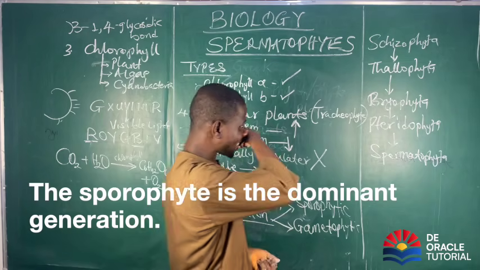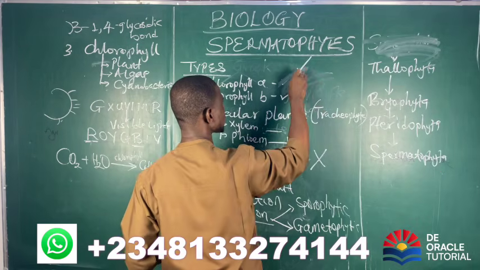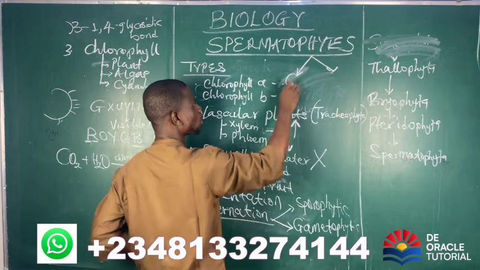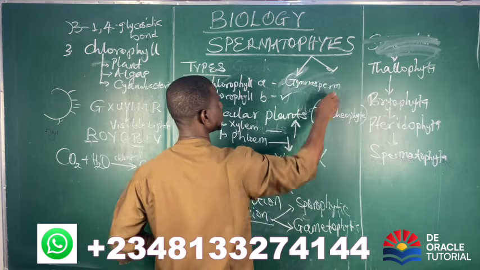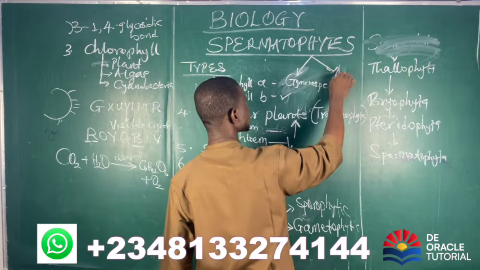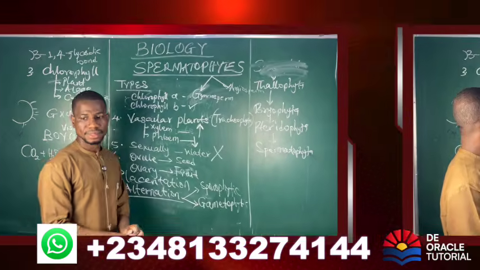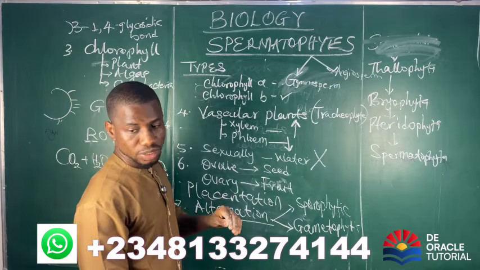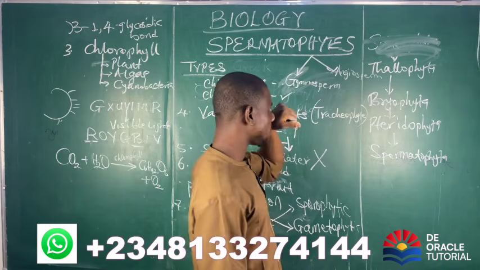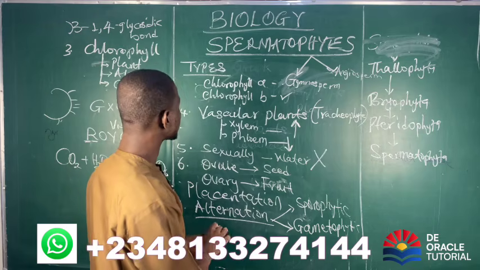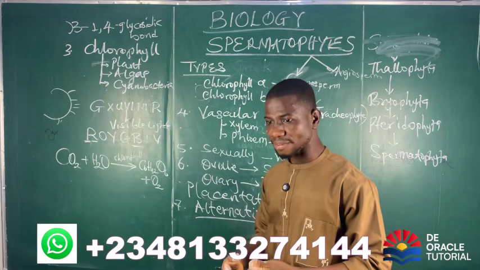Now we have two classes of spermatophytes. These spermatophytes are grouped into two. The first group is what is called the gymnosperm, and we have the other group called angiosperm. I repeat, the spermatophytes are grouped into two. The first group is called the gymnosperm, while the other group is called angiosperm. Now, the major point we've derived from this topic is that spermatophytes are seed plants. That means they produce seed. Is that clear?